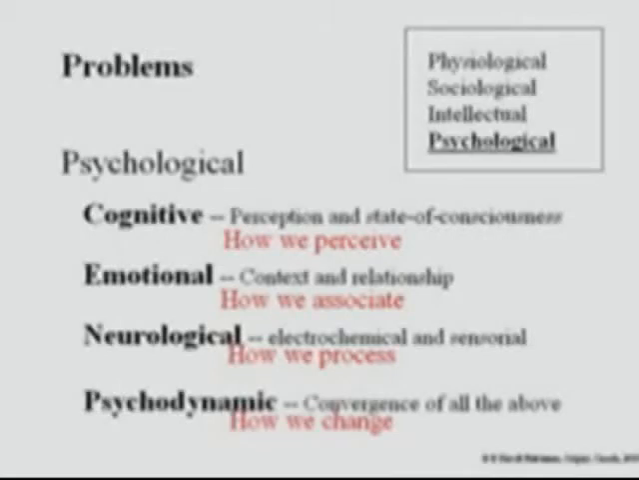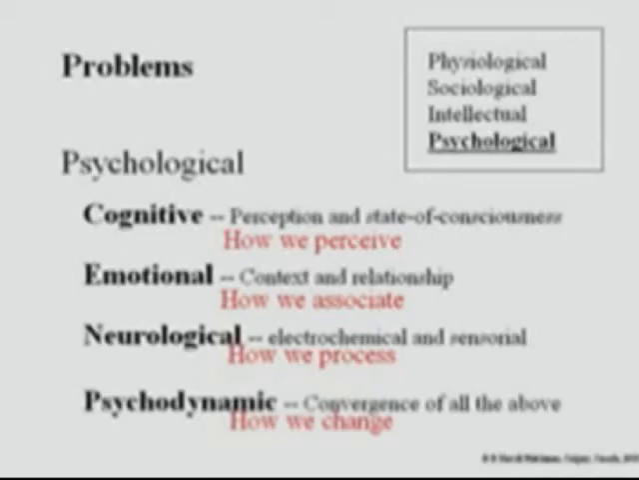We're going to start off at the cognitive level, which is really about perception and state of consciousness, how we perceive. Emotional, which is about context and relationship. Is this something we're really tuned into? Are we playing it at a superficial level? Do we relate to it? Do we not relate to it? That tells us if we're going to learn something from it.